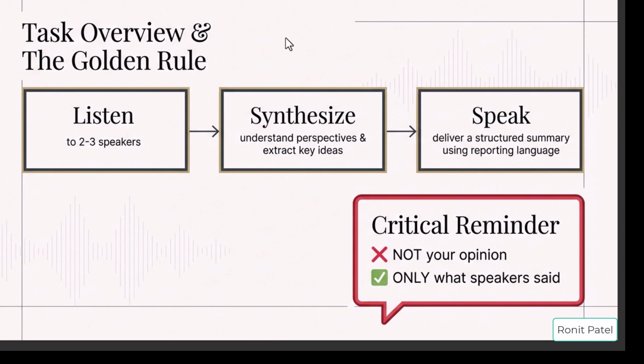But here comes the critical reminder shown in the red box. Not your opinion, only what the speaker said. Let me repeat this because it is extremely important for scoring. If you add your own opinion, your content score drops. The examiner wants to hear speaker 1 argued, speaker 2 suggested, the third speaker emphasized. You are a reporter, not a participant.